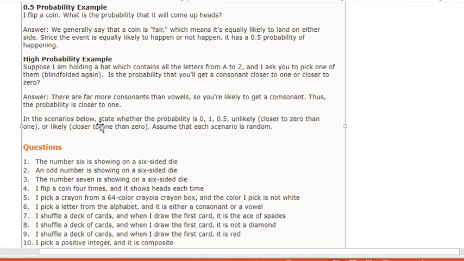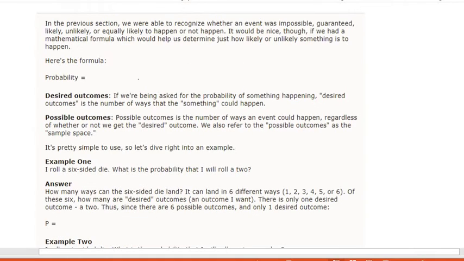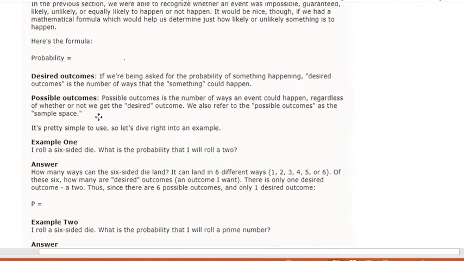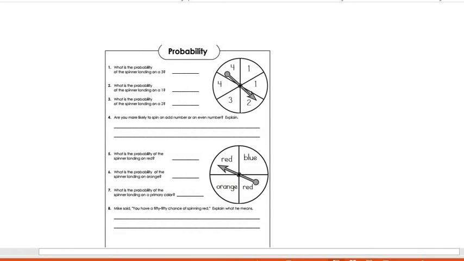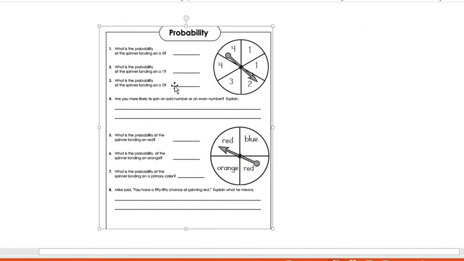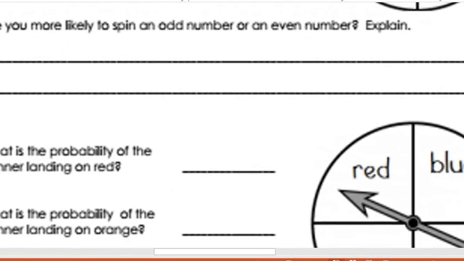In the scenario below, state whether the probability is 0, 1, 0.5, unlikely (closer to 0 than 1), or likely (closer to 1 than 0). Assume that each scenario is random. Okay, we can skip this. I'll give you how to solve probability now.